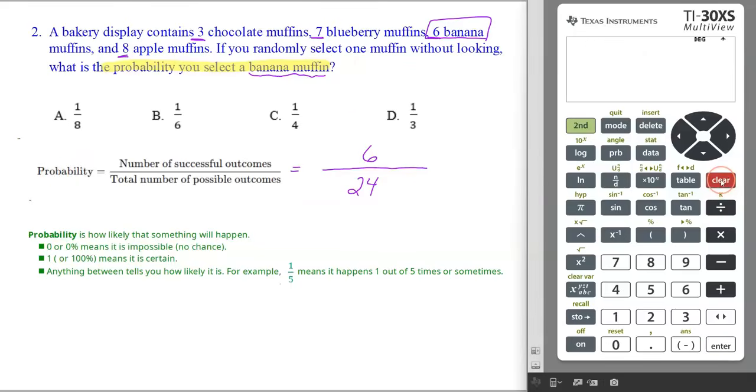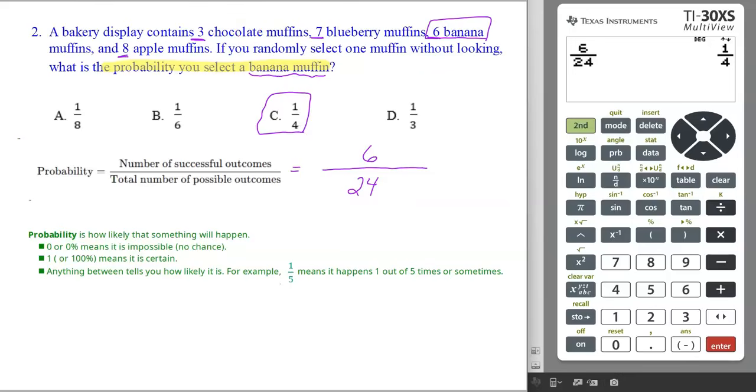Let me show you how to do that on the calculator, and then I will show you how to do that by hand. Simply punch in the fraction, so hit your fraction button here. Numerator, type in 6. Hit your down arrow. In the denominator, put in your 24. And simply hit enter after that. And it's a 1 out of 4 chance that I pick a banana muffin, which matches up with C.